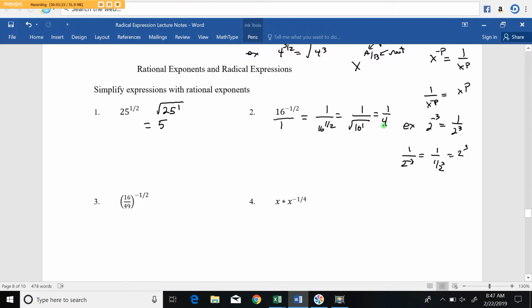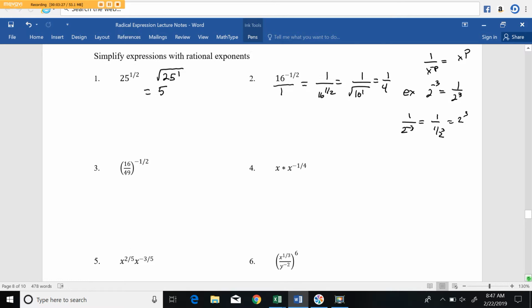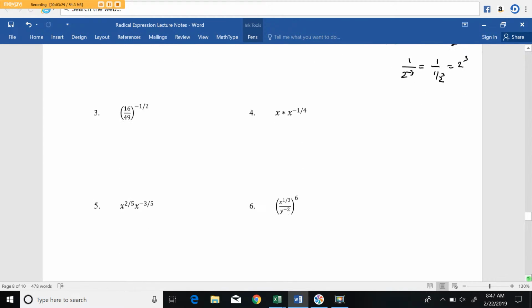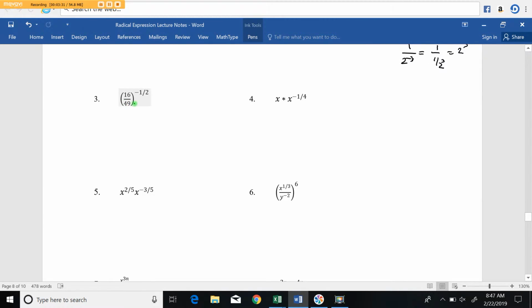All right, let's take a look at number 3 here. For starters, this minus 1/2 applies to the entire fraction, so we can apply it to both of them. We can do this separately if we want. Let's write this as 16 to the minus 1/2 over 49 to the minus 1/2.